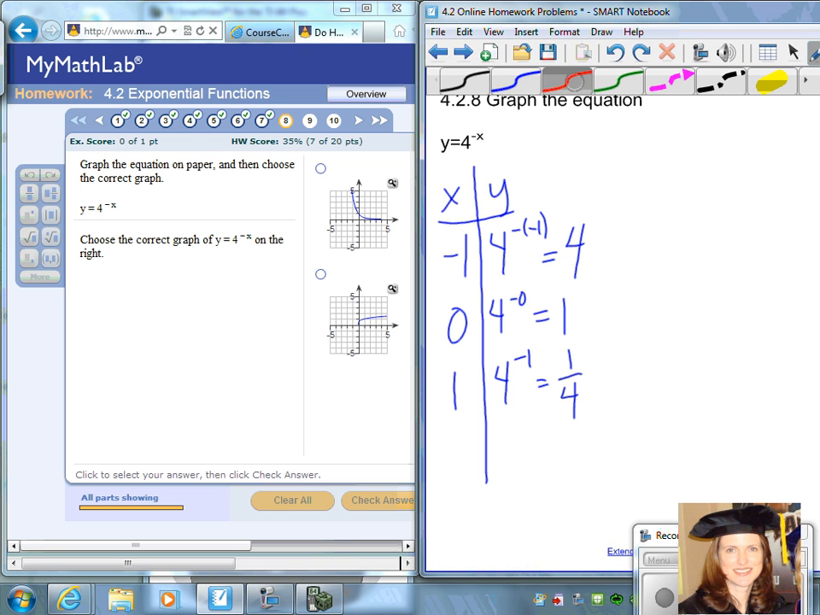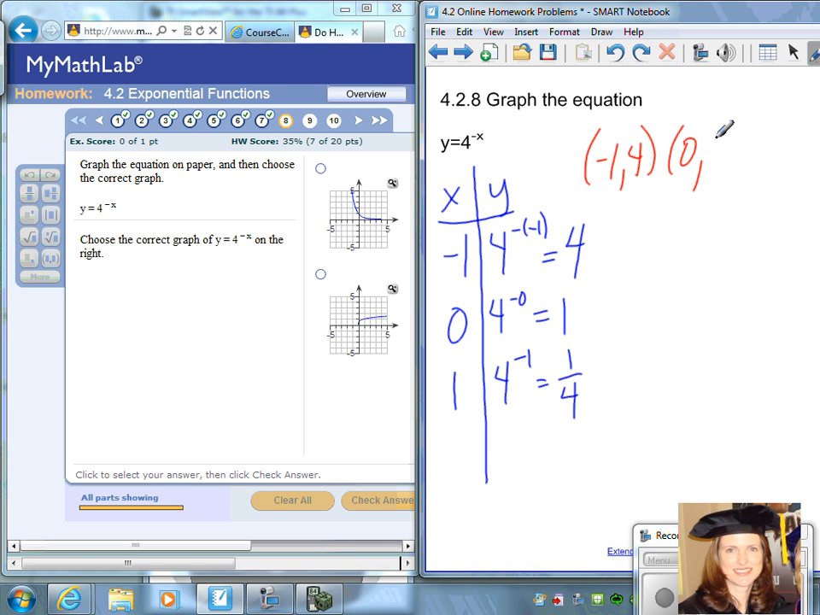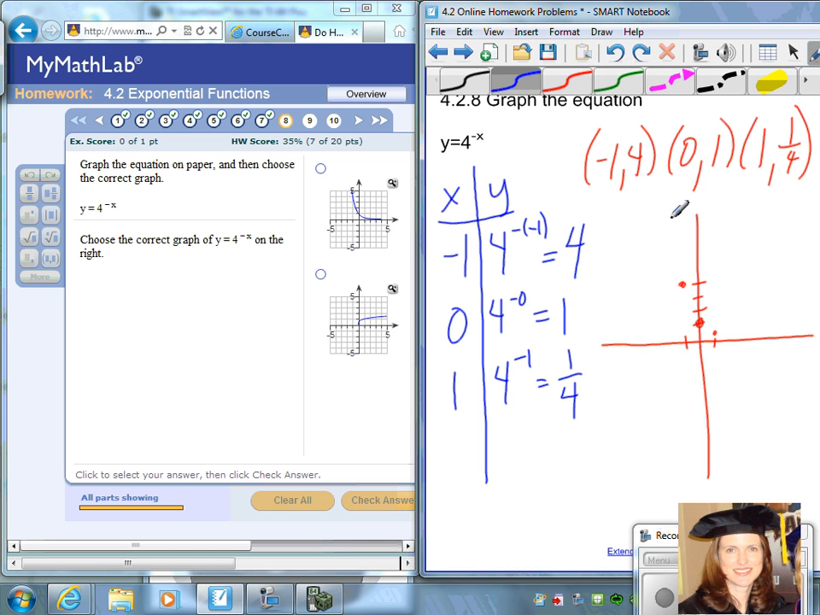These 3 points you can use: (-1, 4), (0, 1), and (1, 1/4) as points on the graph of the exponential function. -1 up 4, 0 up 1, and 1 up 1/4. This graph starts high and decays exponentially and will eventually flatten out. As x goes to positive infinity, the y is going to get closer and closer to 0.